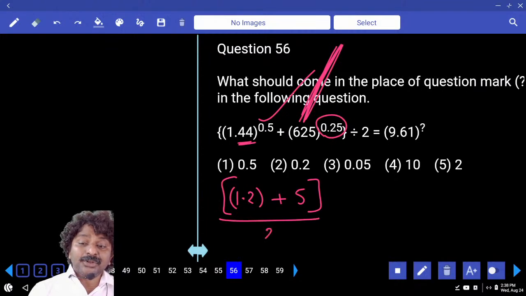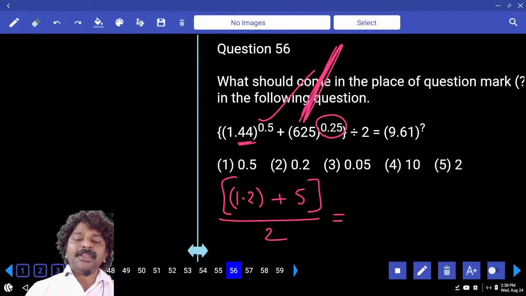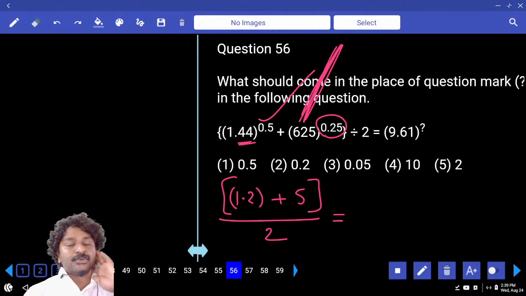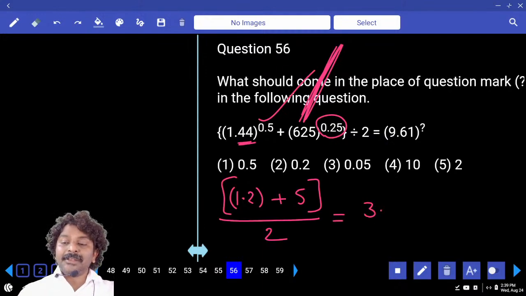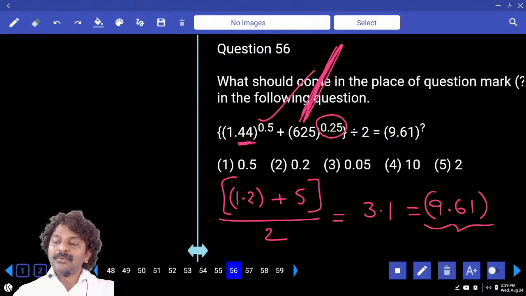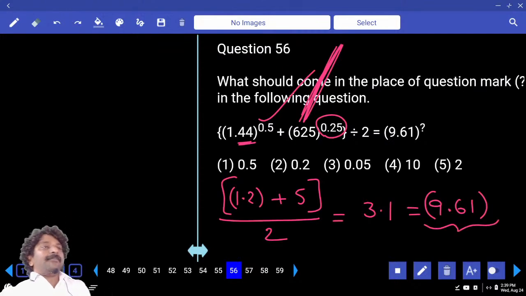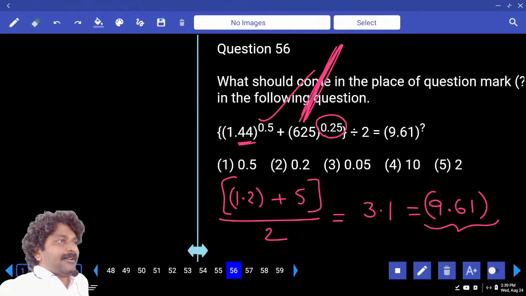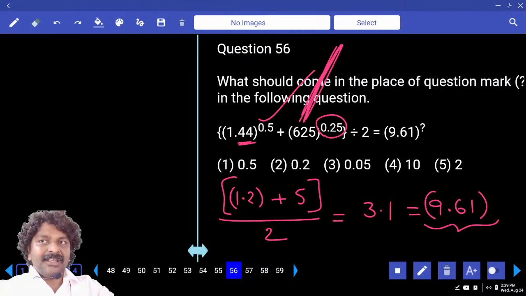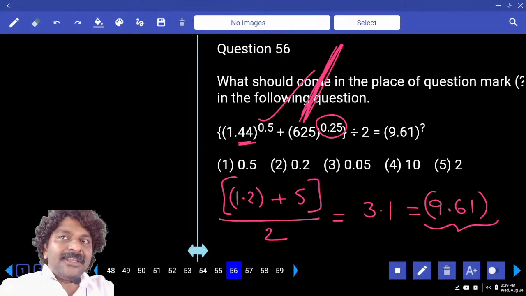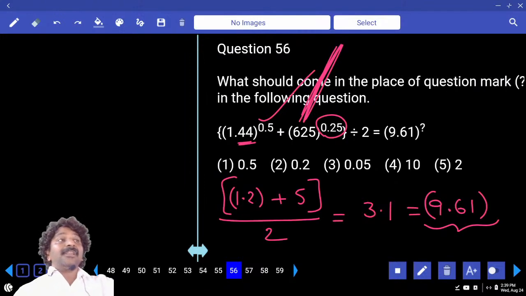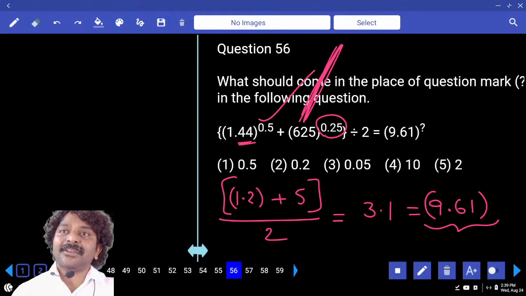This number divided by 2 we have 6.2 by 2, 3.1, is equal to 9.61 to the power of how much? Correct? Now 9.61 can be written as 961. Forget about the decimal. 961 is 31 square only. Now 9.61 can be written as 3.1 whole square only.